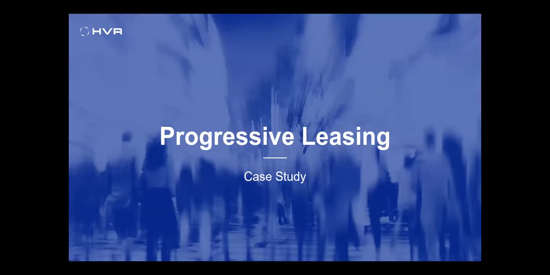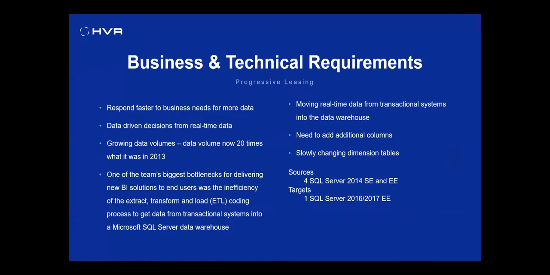So a little example here is we have a company called Progressive Leasing, a little case study here, right? So what did they need to do? Well, their business said, hey, we have to respond faster. We have all these business needs, but you're not able to give it to me. I need to make decisions in a much more real-time fashion. I can't be doing things in a matter of days or hours. I need things in minutes or seconds.